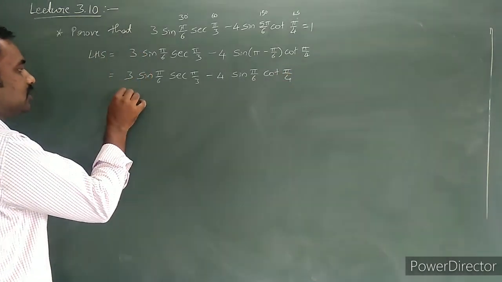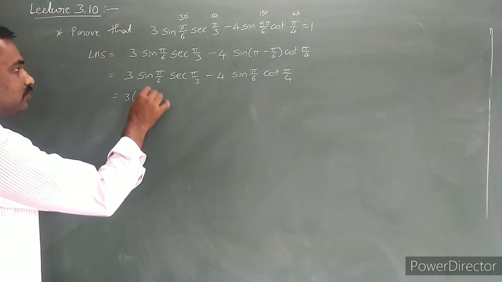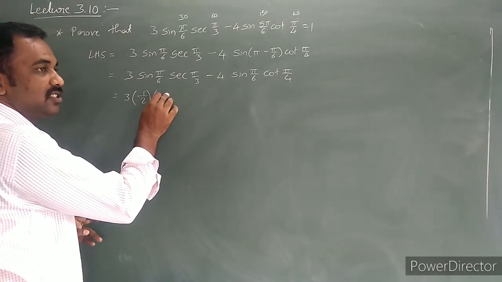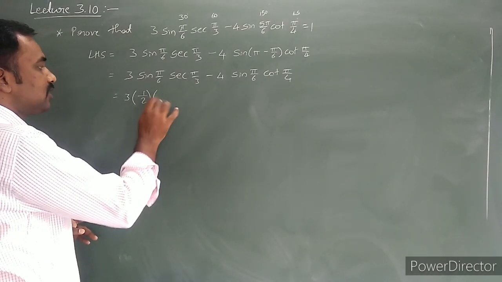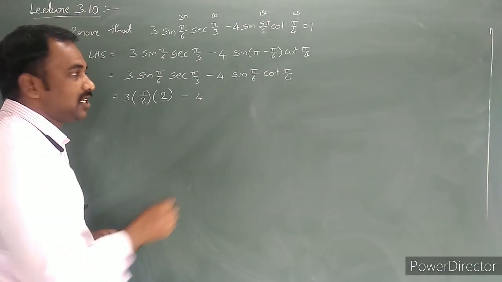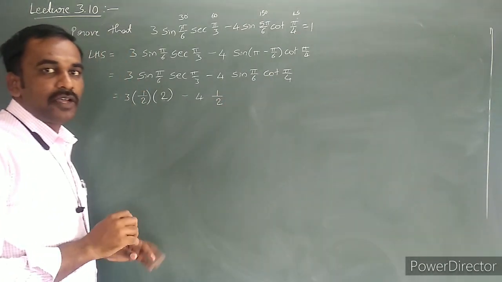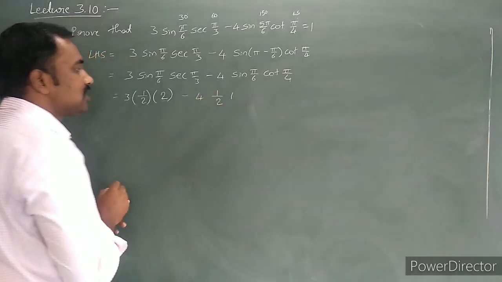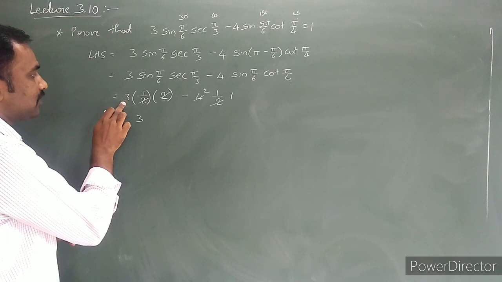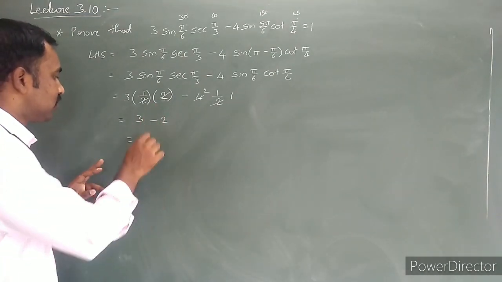Now replace all the values. 3 into, what is the sin of pi by 6? Sin 30 is 1 by 2, into sec. Sec is nothing but the reciprocal of cos. Cos of 60 is 1 by 2, so sec is just 2. Next, minus 4 into sin 30, which is 1 by 2, into cot of pi by 4. Tan of pi by 4 is 1, cot of pi by 4 is also 1. 2 ones are 2, 2 twos are 4. Here the 2 gets cancelled. What is left? 3 is left, minus 2 is left. What is the required answer? 3 minus 2 is equal to 1.